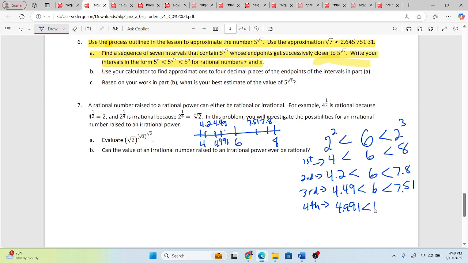4.991 is less than 6, which is less than, let's say, 7.112. So I want you to see what's happening here. I started with one number, then I got two numbers, then I got three numbers, and now I got four numbers. So my fifth interval, I'm just going to make this quick. I'm just going to say 5 is less than 6, and 6 is less than 7, and call it.